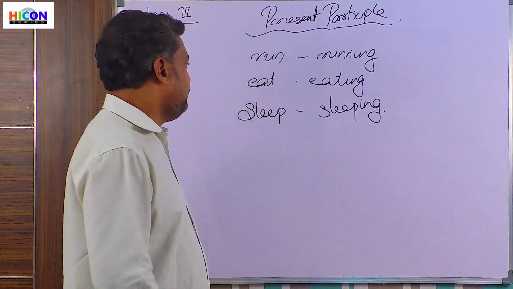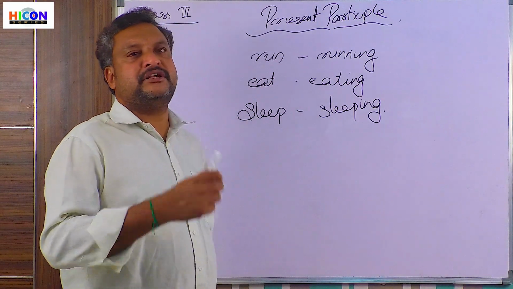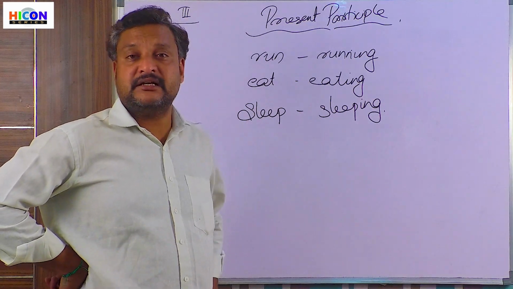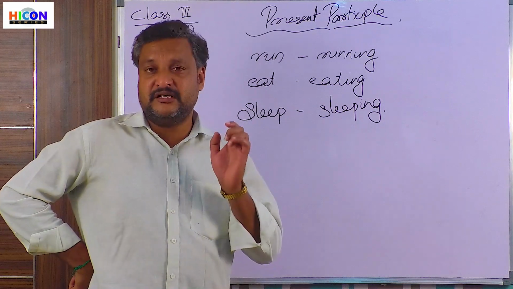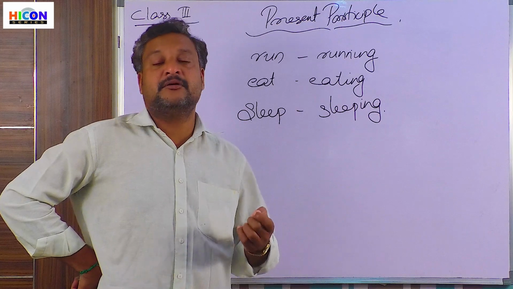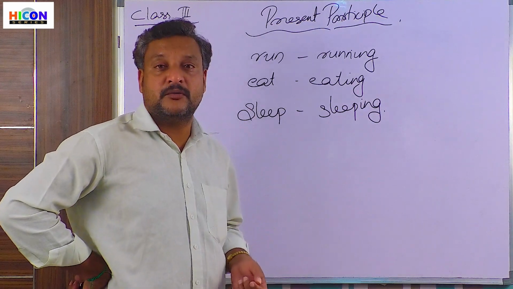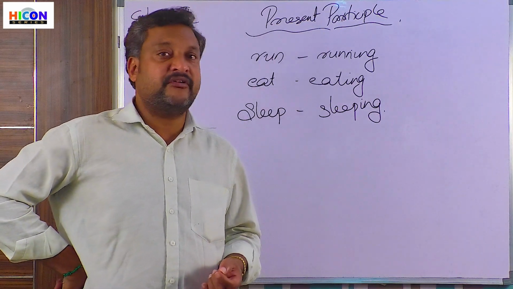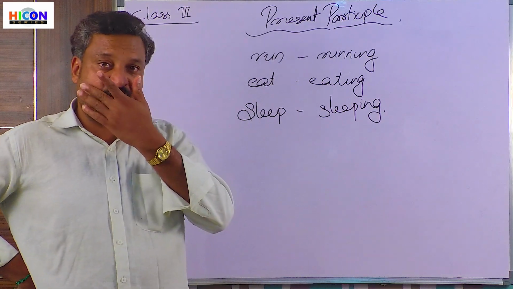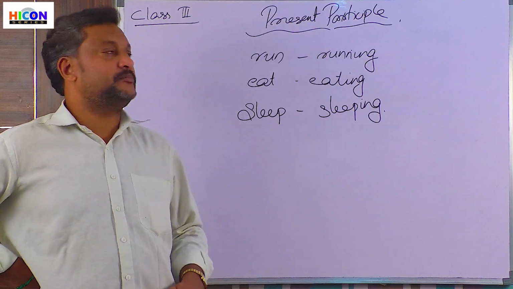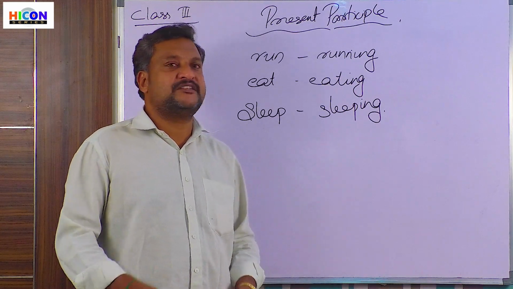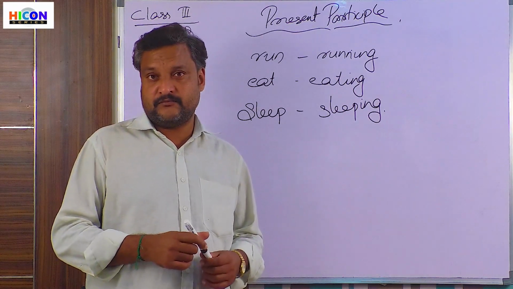Okay. So the same way, when we add ing to a verb, what we get is a present participle. A present participle is a verb form, and this verb form we get by adding ing to the base form of a verb. When we add ing to the base form of a verb, then what we get is called a present participle. So a present participle is usually used to express incomplete actions.